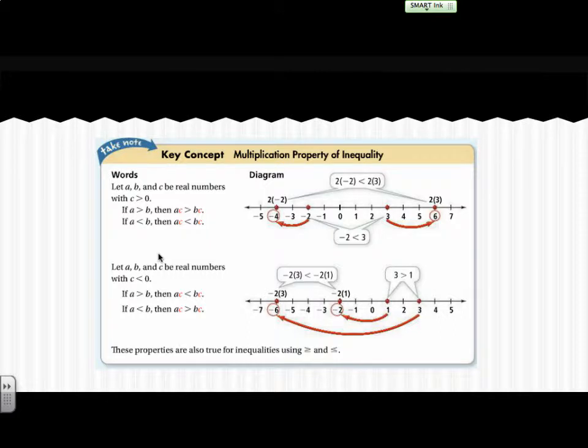Okay, multiplication property of inequalities. Now, this is a fancy diagram to say if you multiply both sides by a number, as long as that number is positive, the inequality symbol stays the same. But if you multiply by a negative number, then you have to flip the inequality.